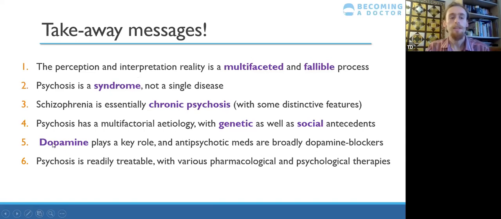Multifactorial, as we know, dopamine, and it's readily treatable. So if someone comes in with a psychotic episode, early intervention is really key. And we have early intervention in psychosis teams to manage it.